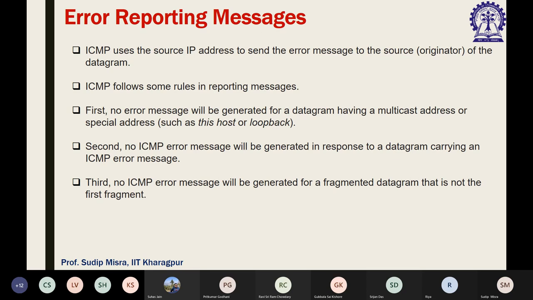Now let us look at the error reporting messages.